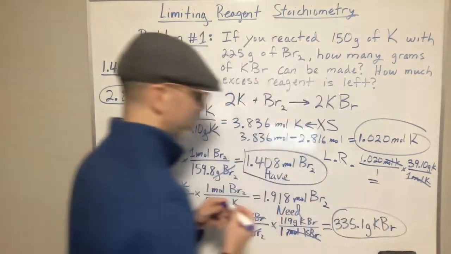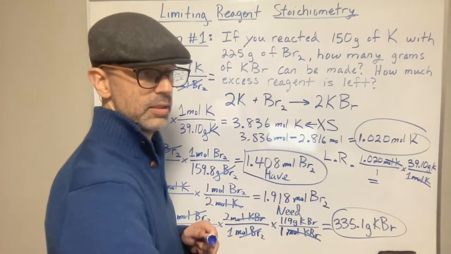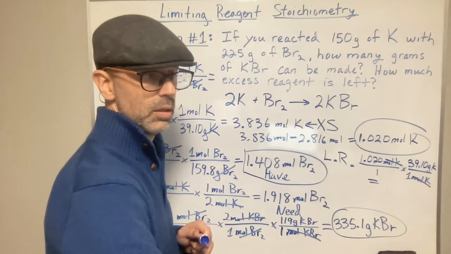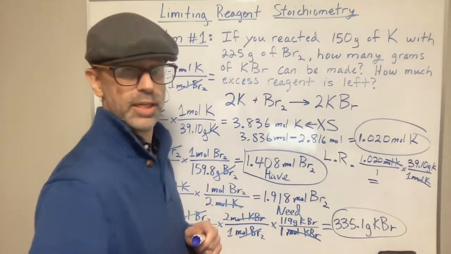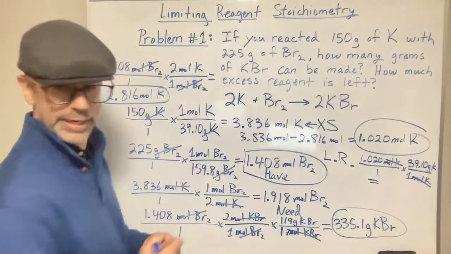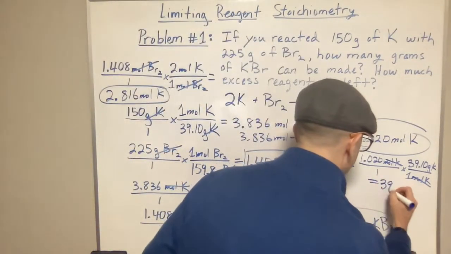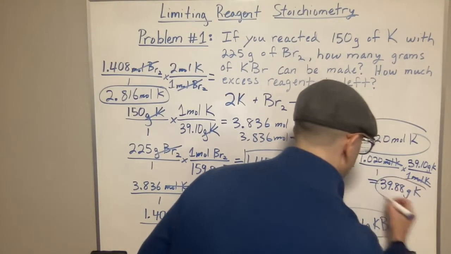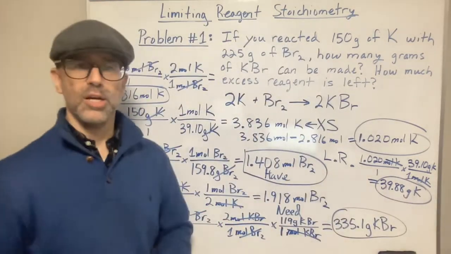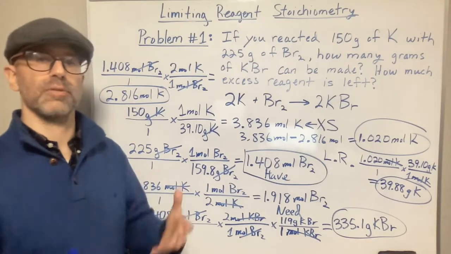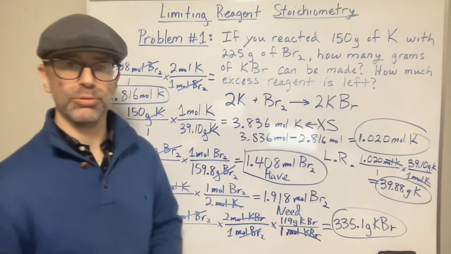And then if I calculate that, give me a second here to calculate it. It would be 39.882. So 39.88 grams of potassium would be left over. So that's how you solve a limiting reagent problem. So this is problem 1. Let's do problem 2.